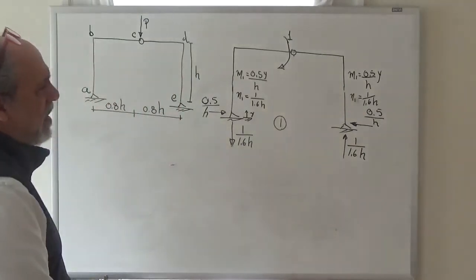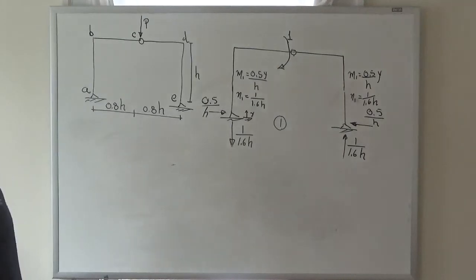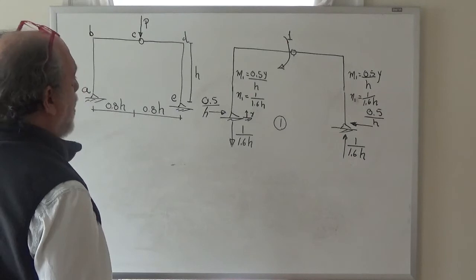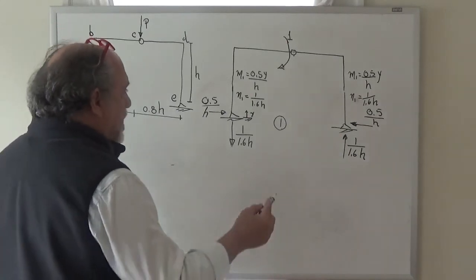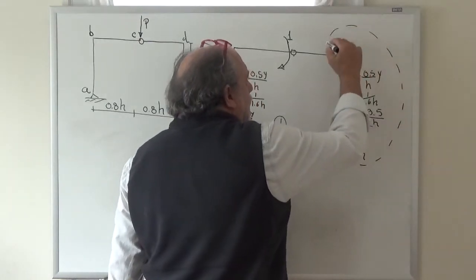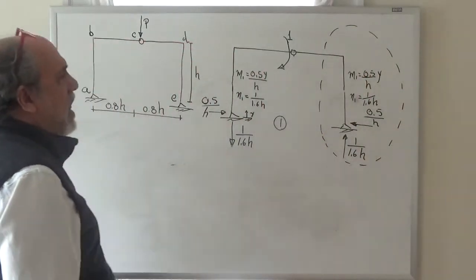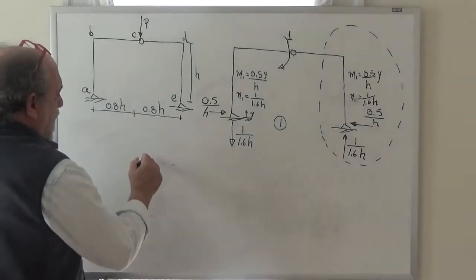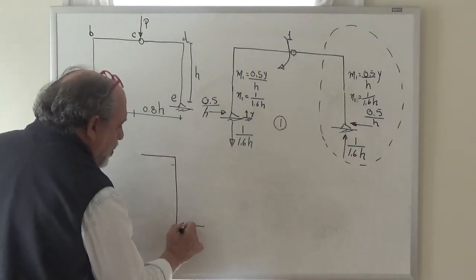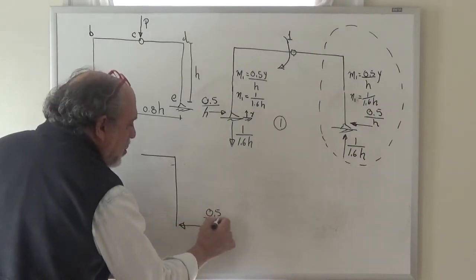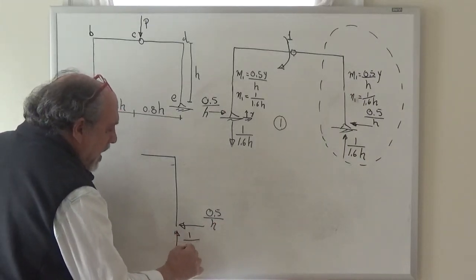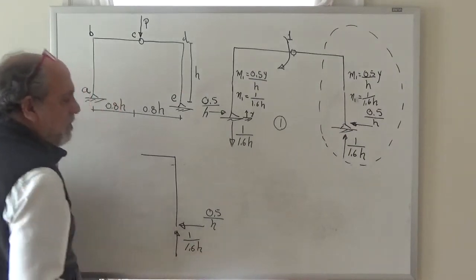And now we have to deal with the horizontal bar. So now to deal with the horizontal bar, I'm going to have to take free body diagrams of the two sides. So I'm going to go with this free body, right? And from that free body, I can see that I have something like this and like this. Over here, there is a reaction of a half over h. And over here, there is a reaction of 1 divided by 1.6 h.